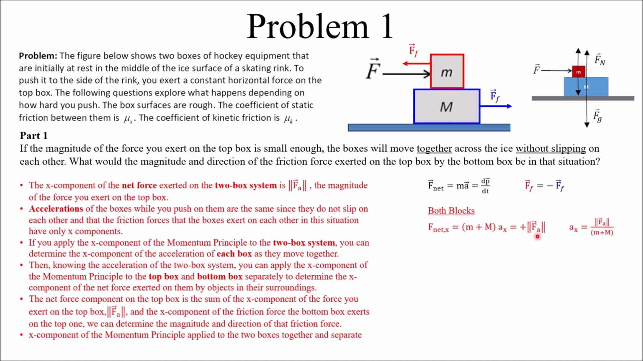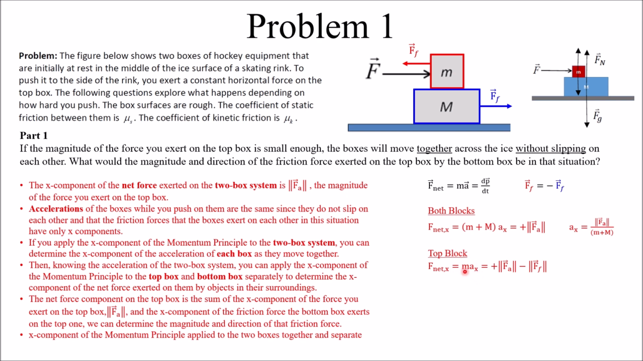And so we know the system is accelerating to the right due to the applied force on the top box, and there's no slippage in this first part. And so we know that this acceleration, a_x, is just the applied force over M plus m. And so that's an awesome equation that we get from looking at both blocks. We don't actually get friction at all, so that doesn't help us yet, because we are trying to solve for friction. And so we've got to look at the top box and the bottom box.